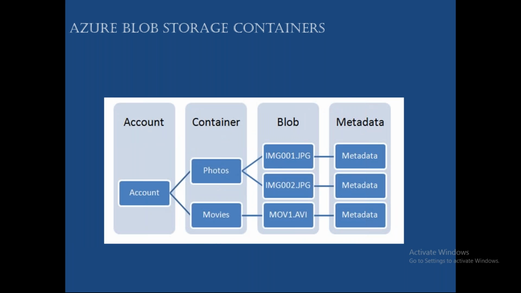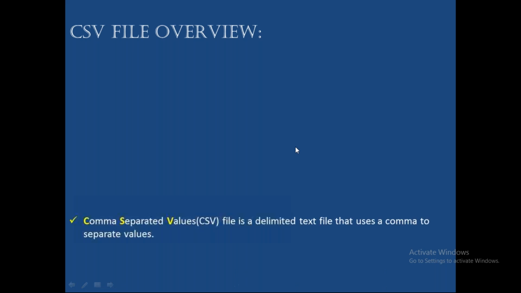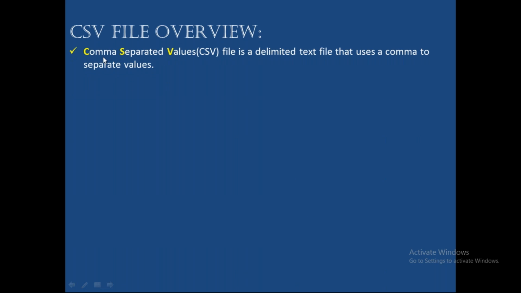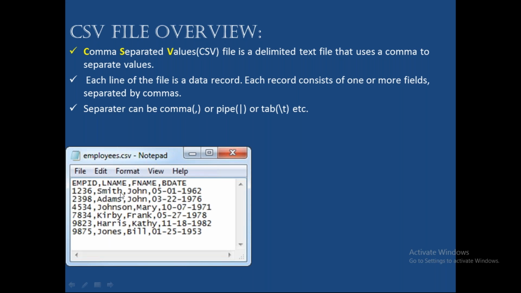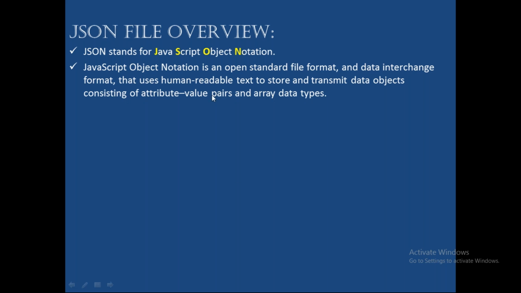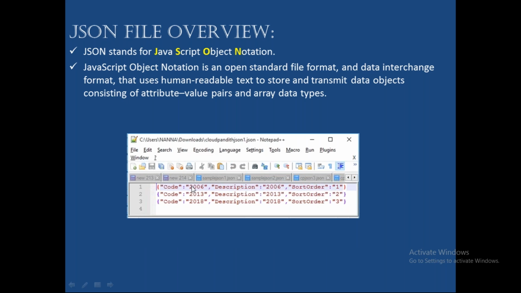Okay, click next. So Azure Blob Storage, you'll have an account in that, you'll have containers in that, you will upload the files. CSV file overview, it's nothing but comma separated values. We discussed about this, and the separator can be a comma, pipe, or tab. Data will be something like this. Next, JSON file format, it's JavaScript Object Notation. You'll have a key and value pair, key and value pair.